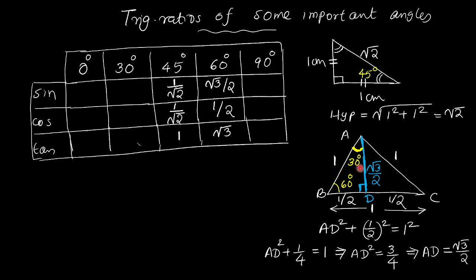I want sine 30, cos 30 like that. Sine 30 will be opposite side by hypotenuse, 1 by 2 by 1, which is 1 by 2. Not for derivation, just to understand the concept. Okay. Cos 30 will be adjacent by hypotenuse, root 3 by 2 by 1.